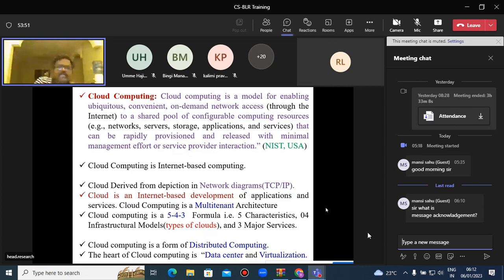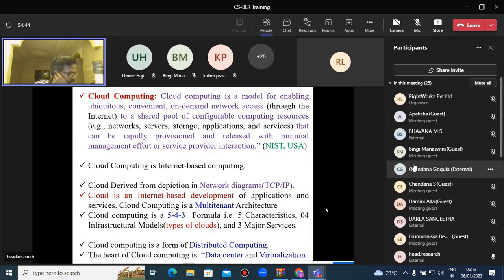That is called a shared pool of configurable computing resources such as network, servers, storage, applications and services. Networks means local area network, wide area network, metropolitan area network. Server is a special type of computer having the highest configuration. Then storage, huge volume of data you can store. Then applications and services of this cloud computing that can be rapidly provisioned and released with minimal management effort or service provider interaction. So management, they don't want to purchase physical servers. They are taking license from Amazon. They are providing storage space, virtual area network, local area network, wide area network, and metropolitan area network. So this is about cloud computing definition.